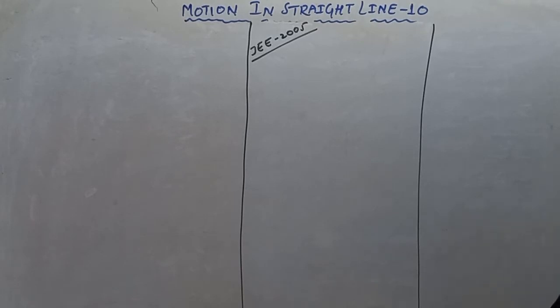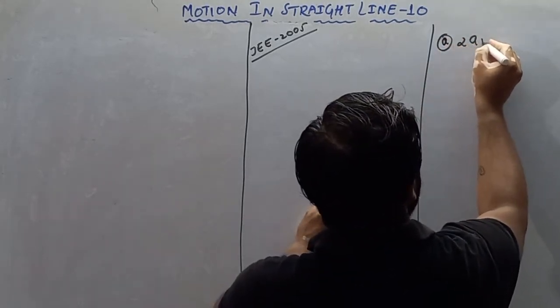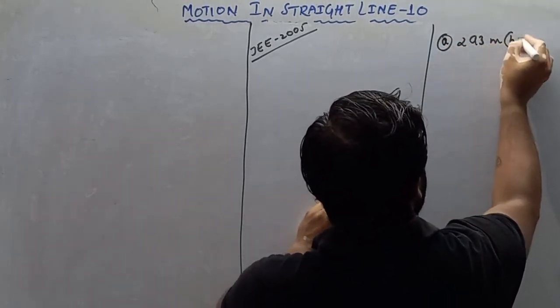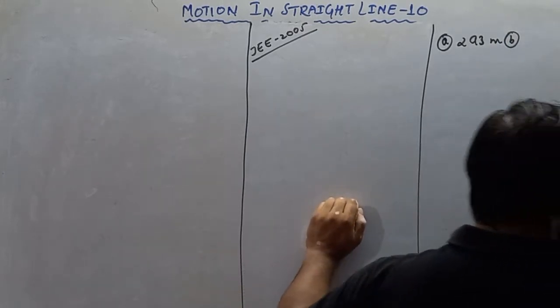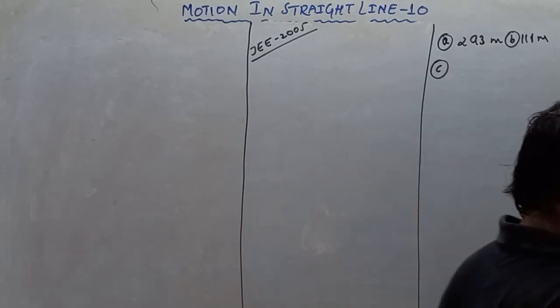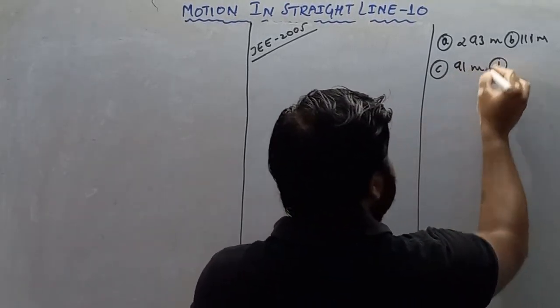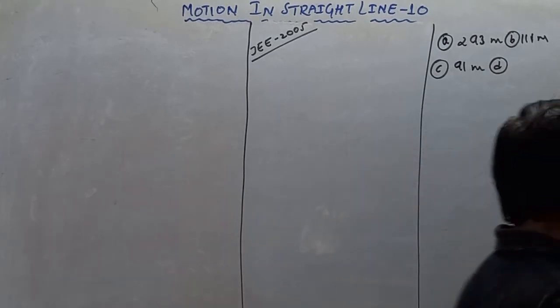Your options are: Option A is 293 meter. Option B is 111 meter. Option C is 91 meter. And option D is 182 meter.